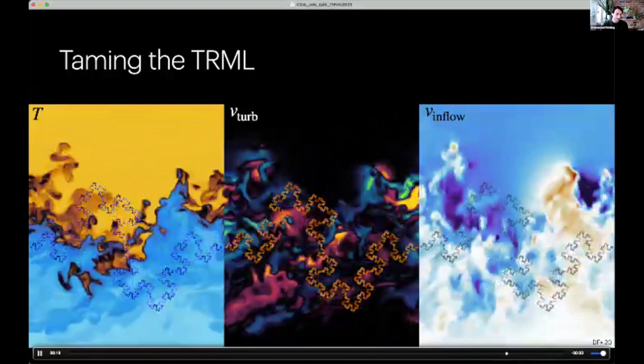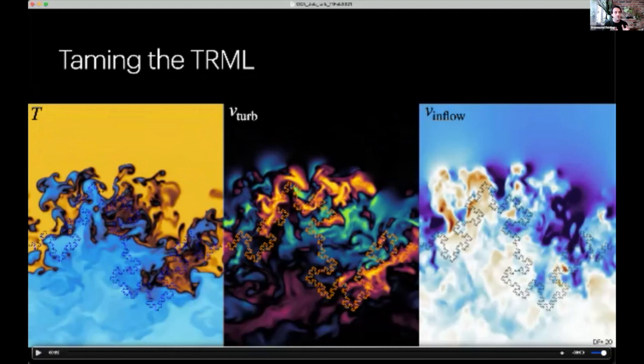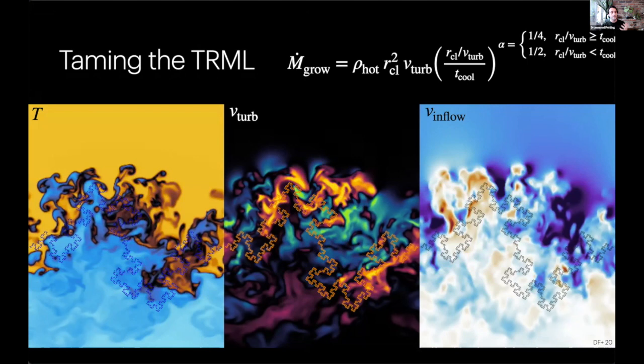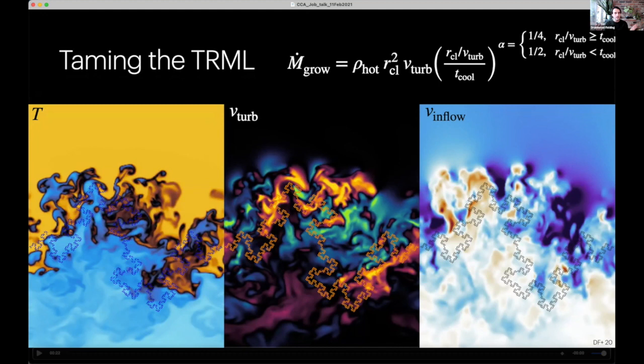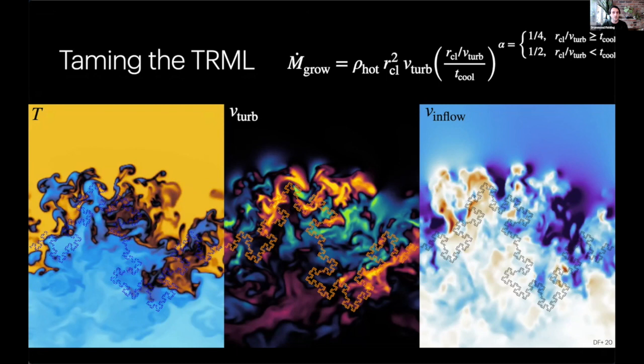And by appreciating the fractal nature of this interface, we were able to uniquely write down an expression for how this cold phase grows. Okay, and this expression may seem a little obscure, but it's really not so complicated. You have the density times the area times the turbulent velocity times this factor here, which is R cloud divided by V turb. That's just the mixing time, right? That's the eddy turnover time. And that's divided by the cooling time.